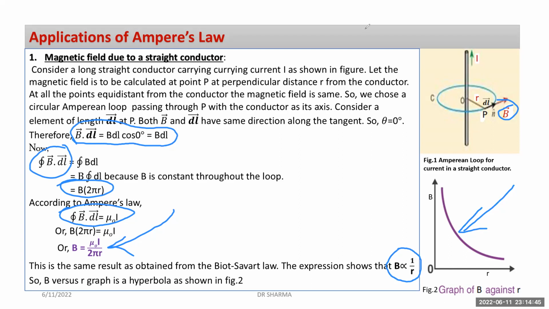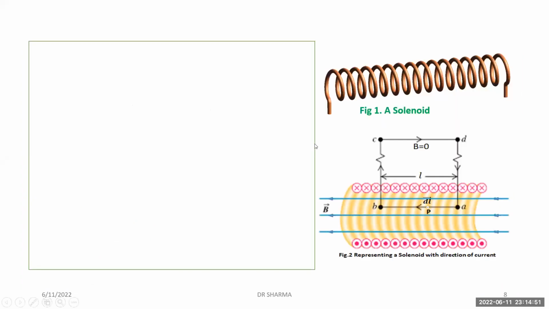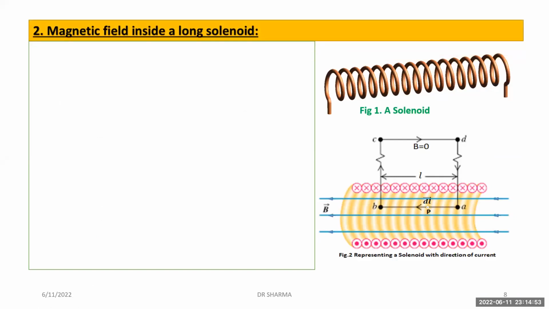Okay. Now let's go to the second application of Ampere's circuital law. Here, magnetic field inside a long solenoid, actually an infinitely long solenoid. We have considered this case. Solenoid is a helical winding of insulated copper wire wound on a cylindrical frame, usually of circular cross section.